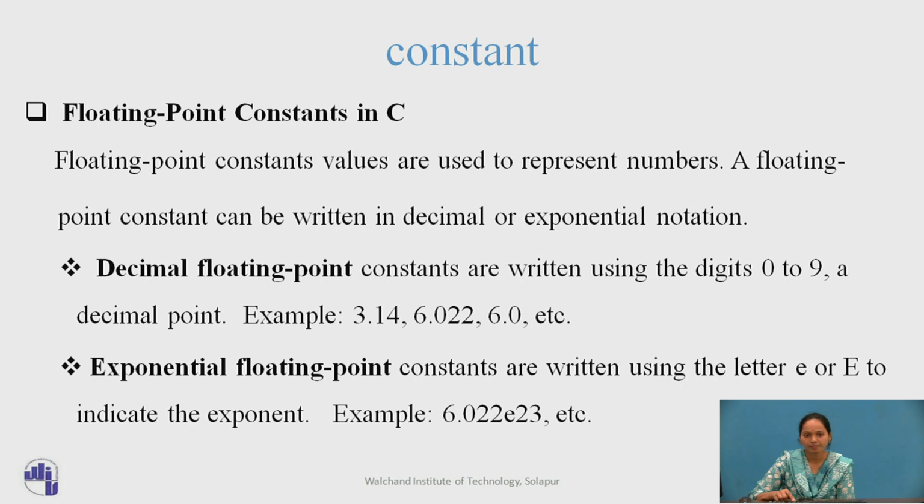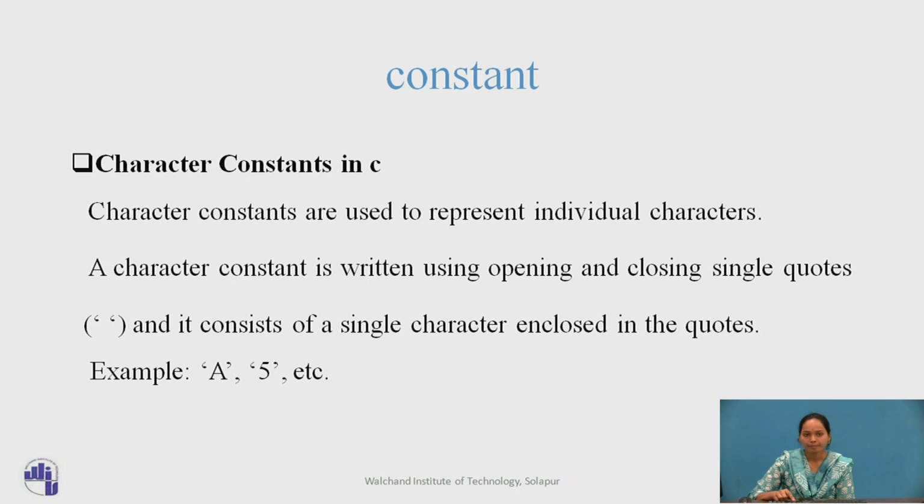6.0, etc. Exponential floating point constants are written using letter e or E, that is small letter e or capital E, to indicate the exponent. Example of this is 6.022e23. Next we will see the character constant in C.